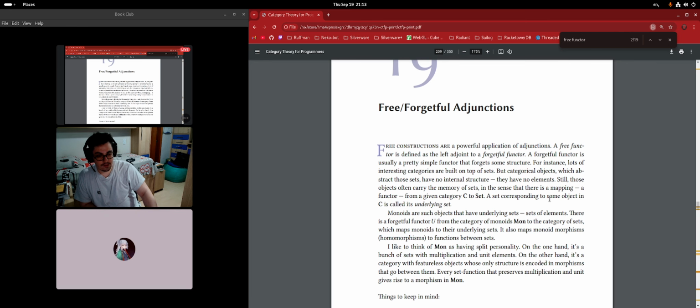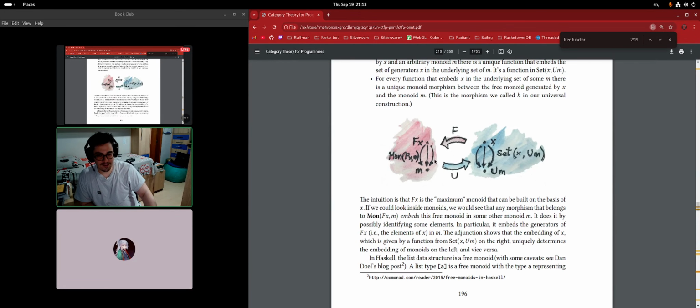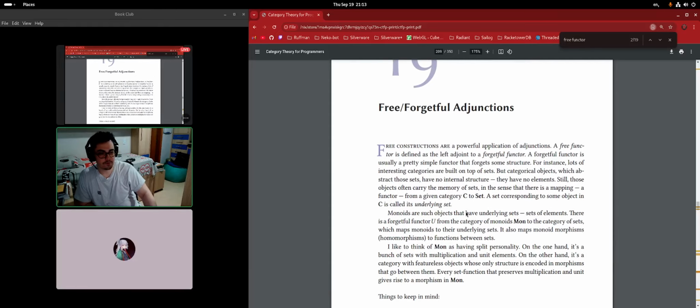So I don't know. How do you want to approach this? Do you want to go through? I think at least this beginning it's important to go through. Yeah, we should. So definitely should. We're gonna talk about something called forgetful functor, which is the left adjoint of the adjunctions, which again is the whole conversation about equality, equivalence, and all that stuff. A forgetful functor is usually a pretty simple functor that forgets some structure.